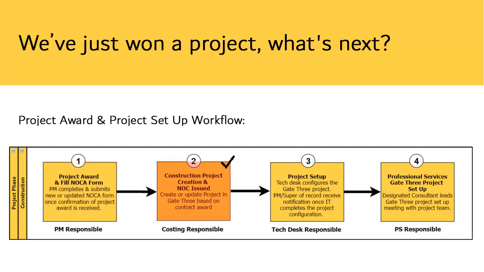Costing creates the Gate 3 project based on the contract award. Project-specific configuration is then continued by the IT team. The project manager and superintendent of record receive a notification once IT completes the project configuration setup. The final step in this process is led by the professional services team. The designated consultant reaches out to the project team to assist with Gate 3 project-specific setup.